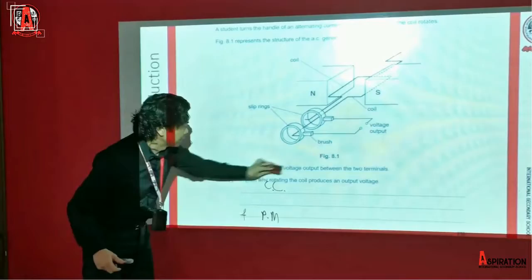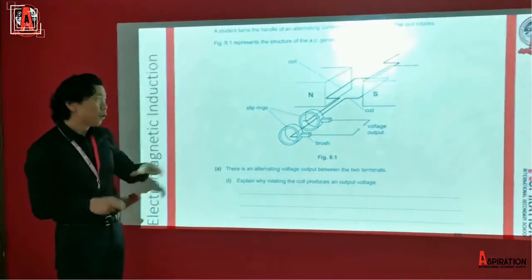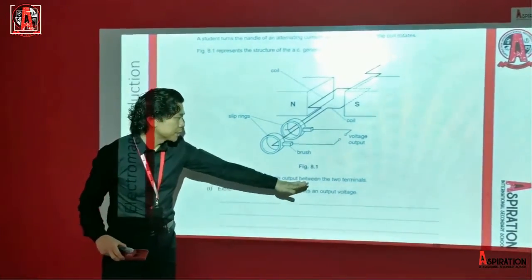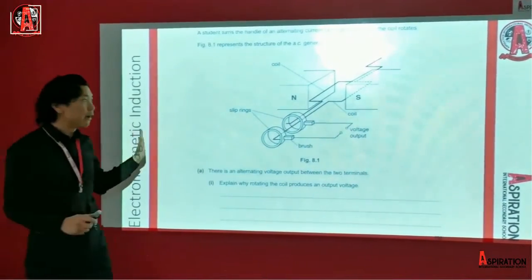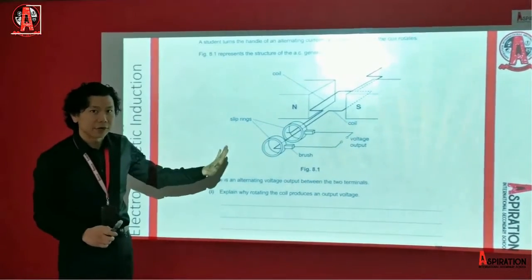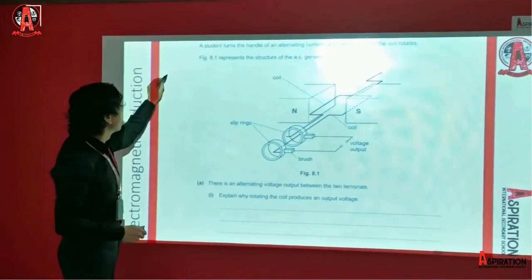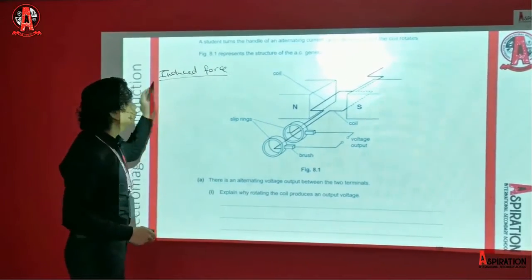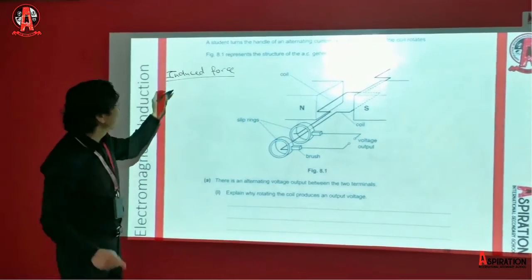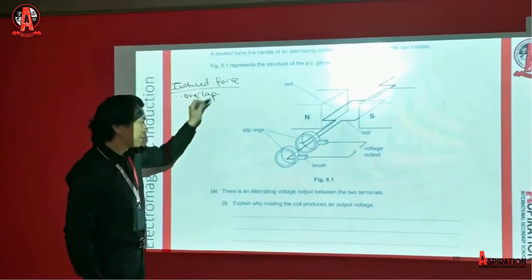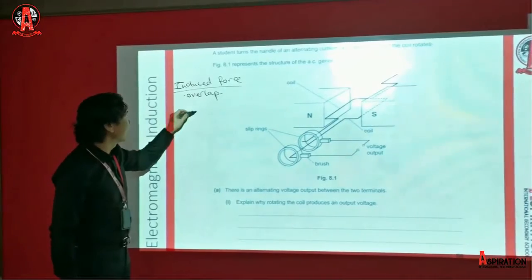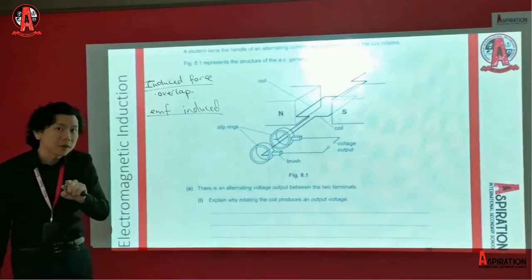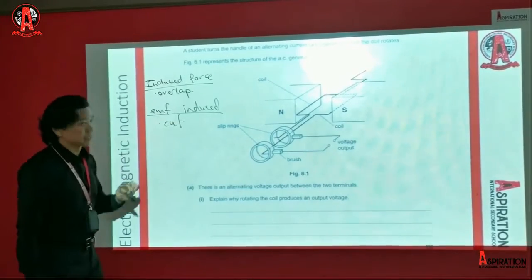Look at this question. There is no power supply, and while rotating, the coil produces an output voltage. Now this is very different from the previous scenario. The previous scenario is induced force. Now the keyword for induced force is, do you remember? It is overlap. But in this case, EMF is induced. Now for EMF being induced, the keyword that we use is cutting.